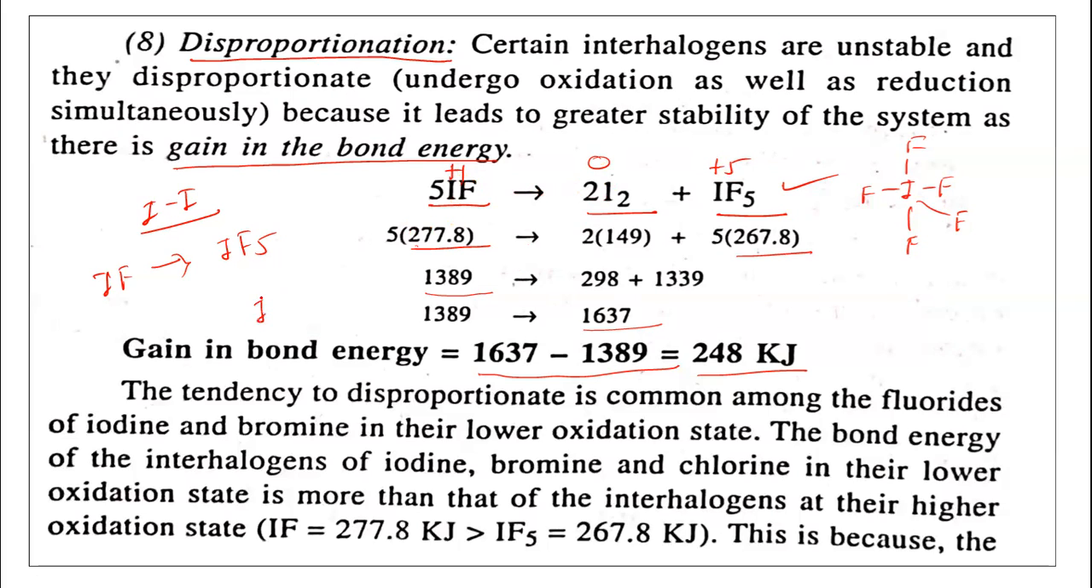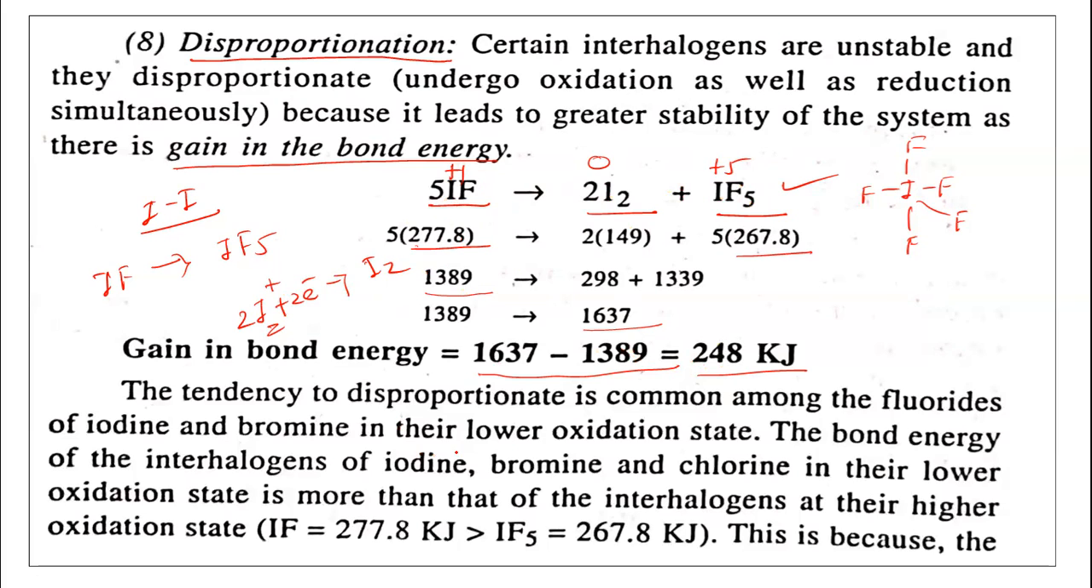If we add, suppose, 2 I+ ions plus 2 electrons, it gives an I2 molecule. So in this way the conversion takes place. The oxidation state is reduced here, a reduction reaction. And this is an oxidation reaction, IF to IF5, +1 to +5. So there is a gain in bond energy, so disproportionation will take place.